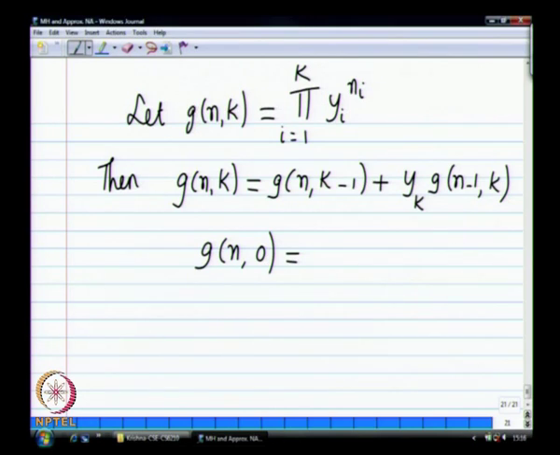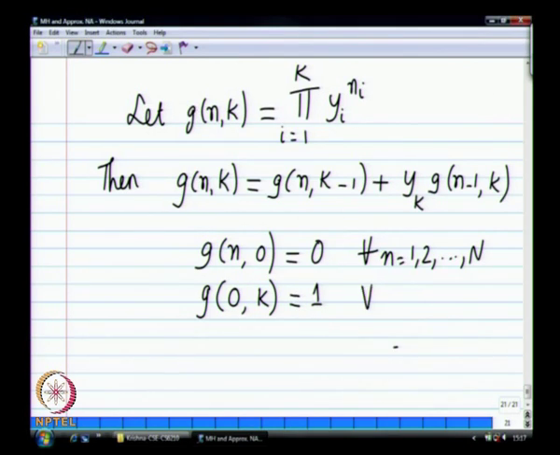How many ways can you distribute n objects in 0 queues? No, 0. So this is a boundary. And then how many ways can you distribute 0 objects in k queues? Exactly one way, for all k equals 1 to m.